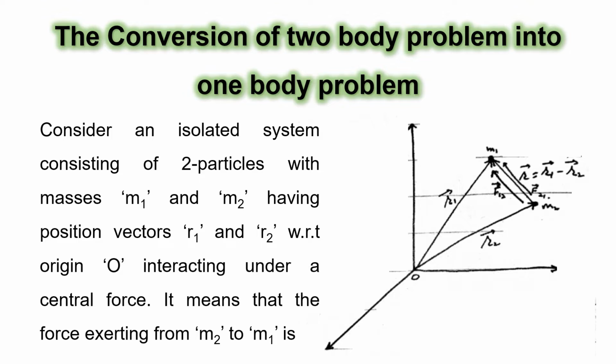Now moving on to the pictorial representation of the system, consider an isolated system consisting of two particles with masses m1 and m2 having position vectors r1 and r2 with respect to origin O, interacting under a central force. It means that the force exerted from m2 on m1 is F12, and the force exerted from m1 on m2 is F21. I have told you this in the picture representation as well.